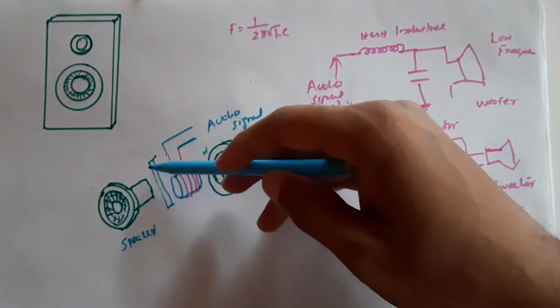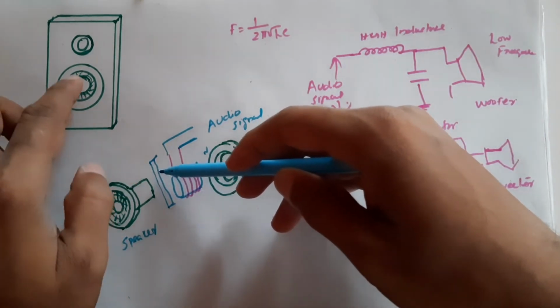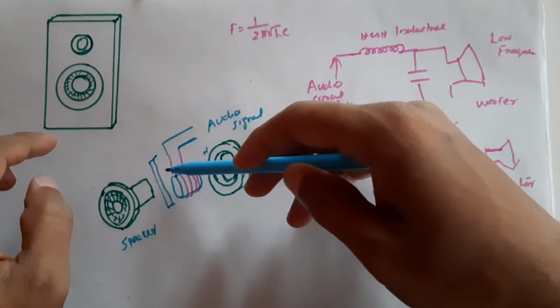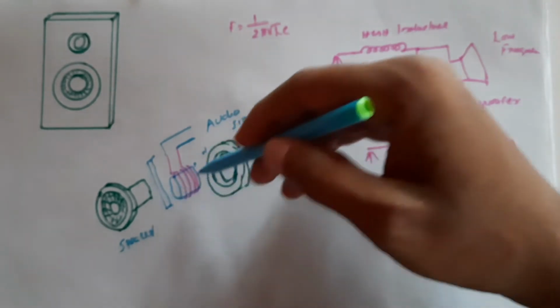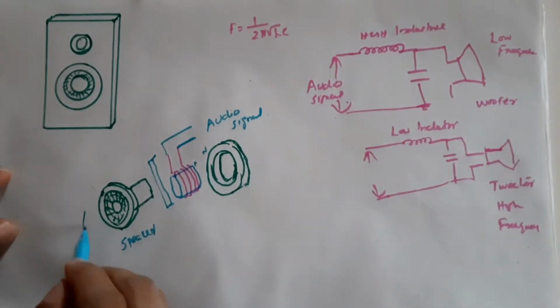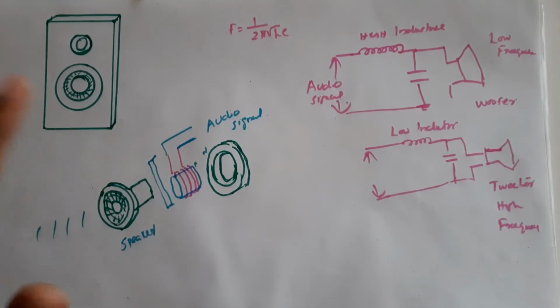So here we are attaching the outer portion with the coil. That means the speaker cone will move forward or backward. According to that, it will create movement of air. That is how the sound is produced.